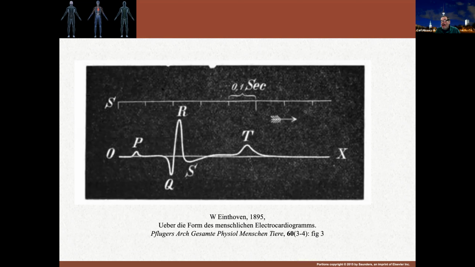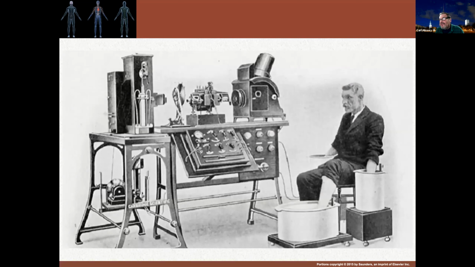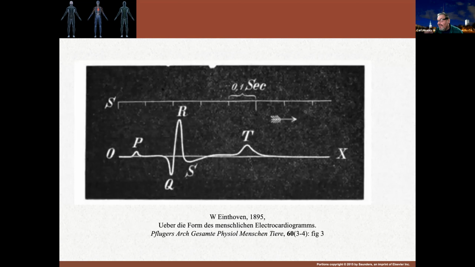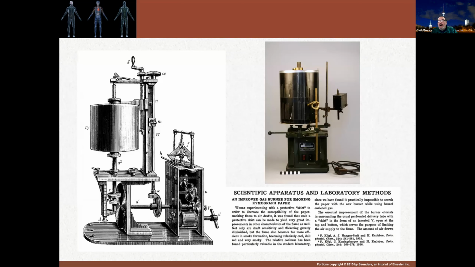Now, I want to go back to this tracing. This tracing was probably done on a kymograph. And a kymograph looks like this. Certainly in the days that he used it, it was going to look something like this. And in fact, you can see that this is a mechanical kymograph as opposed to the kymograph over here, which is driven by electrical activity.